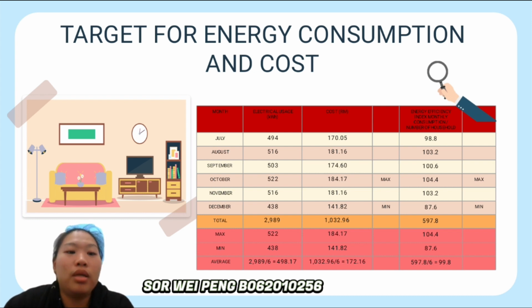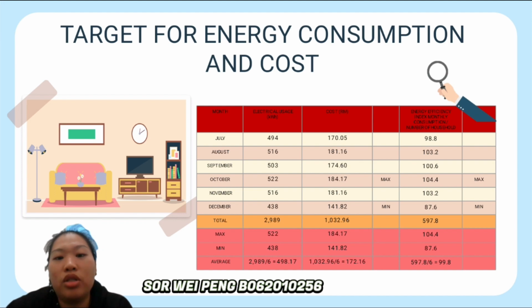From the 6 months of electrical usage data, we can calculate the total electrical usage and the cost. We also calculated the average electrical usage and cost per 6 months. Next, we need to calculate the EEI, the Energy Efficiency Index, where monthly consumption is divided by the number of household members, which is 5 people. The target energy consumption and energy cost must not be more than the average for energy consumption and cost.